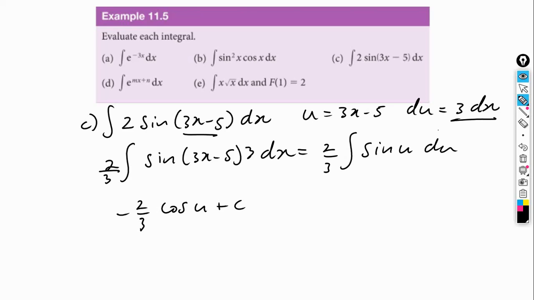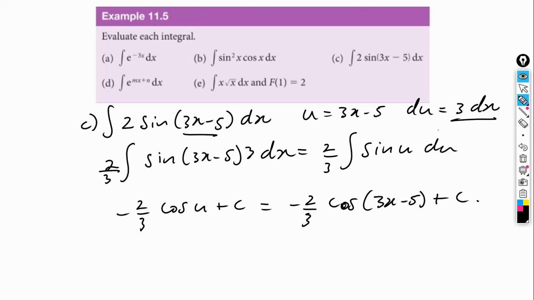And then just plug back in whatever u was, right? So this is just simply going to be negative 2/3 cosine of 3x minus 5 plus c.